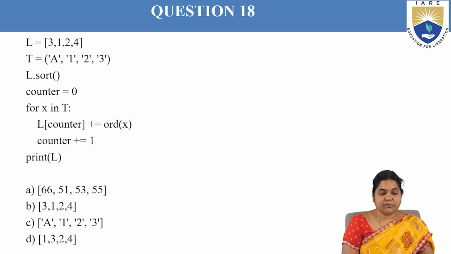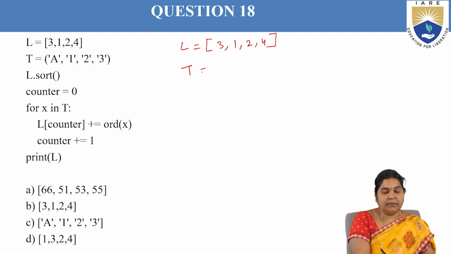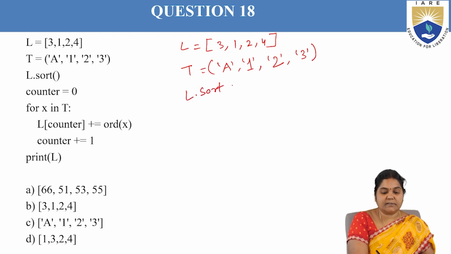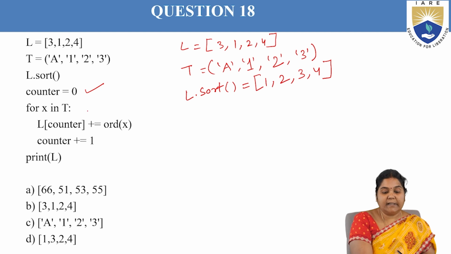Now, let us move on to the next question. Here L is a list containing 3, 1, 2 and 4, and T is a tuple which contains A, the character 1, 2 and 3. Now, L dot sort: whenever you sort this list, the output will be sorted, so it will look like 1, 2, 3, 4. Initially counter is equal to 0, for every x in T. T contains 4 values, so this loop is going to run 4 times.